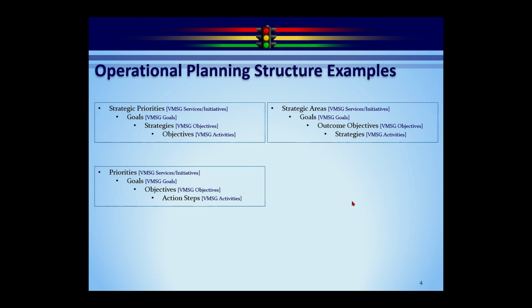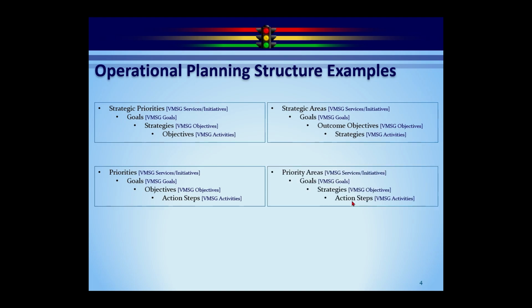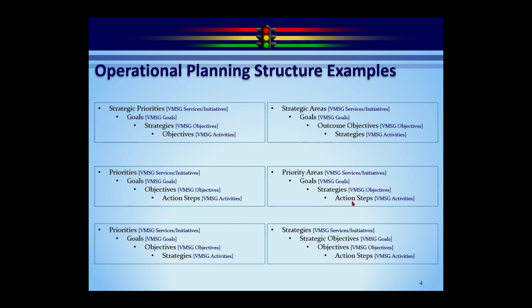Priorities, goals, objectives, and action steps is a real good one. Action steps is probably the most common term we see for activities. Priority areas, goals, strategies, and action steps. Again, strategies I don't care for. Priorities, goals, objectives, and strategies, that's okay. This one's interesting: strategies at the top, and then strategic objectives, which is not bad. It's a higher level than an objective for the goal. Then objectives and action steps. So again, somebody hands you a plan and it's got different nomenclature. After today, understanding what each nomenclature looks like, I think it'll help.